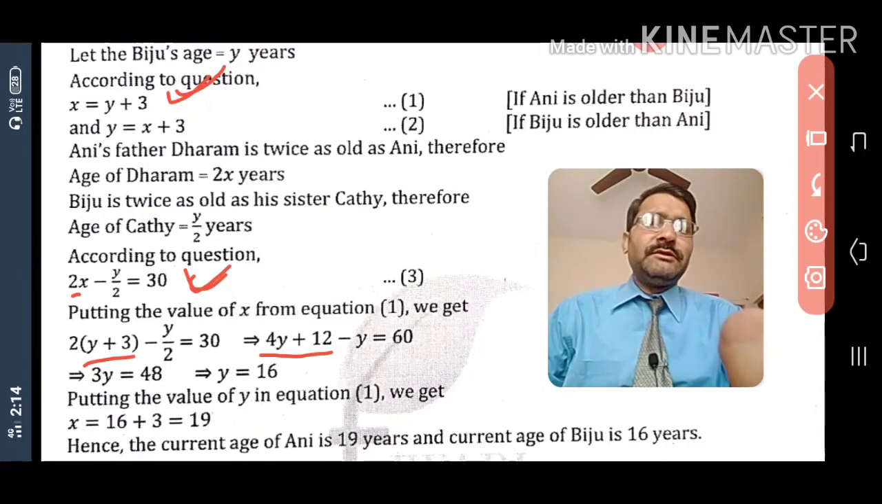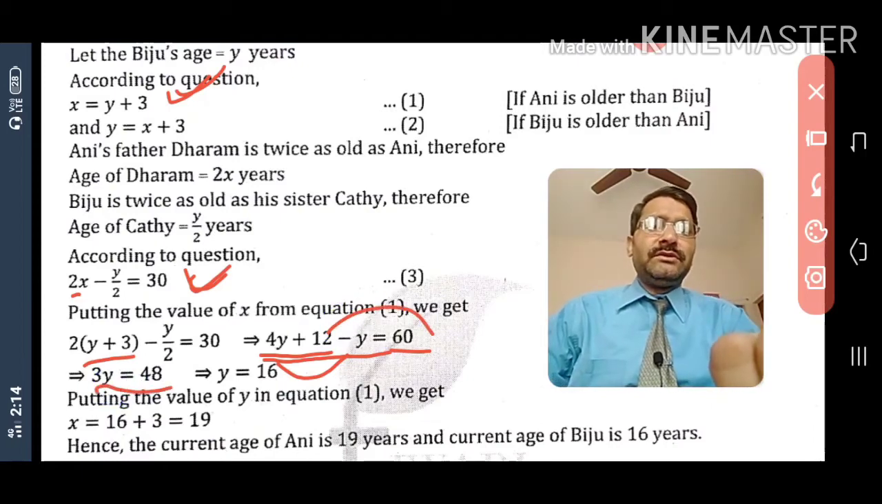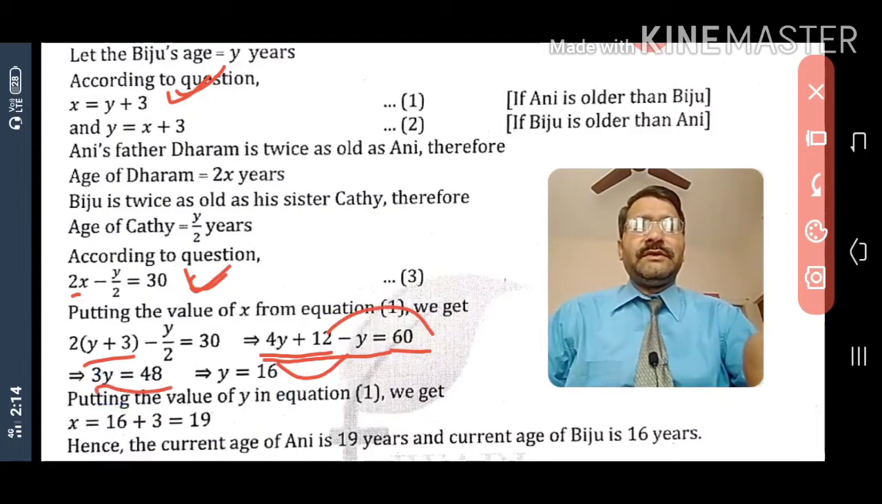Now you will multiply all of this by 2, because of the y by 2, so you take the LCM and solve everything. You get 4y plus 12 minus y equal to 60. 4y minus y will be 3y, and 60 minus 12 you get 48. So 3y equals 48, and finally y equals 16. Now this y we put in equation 1, so you will get x equal to 19.